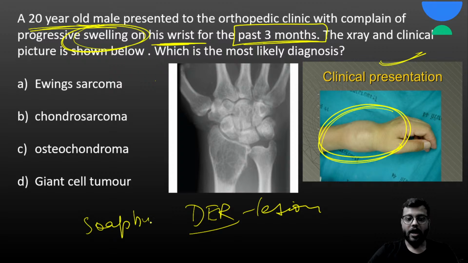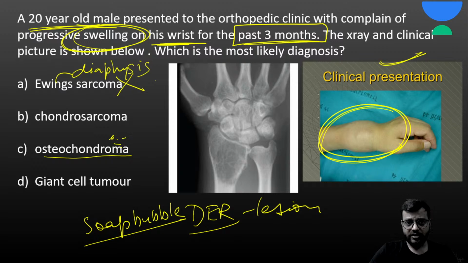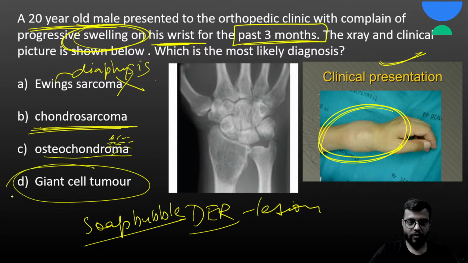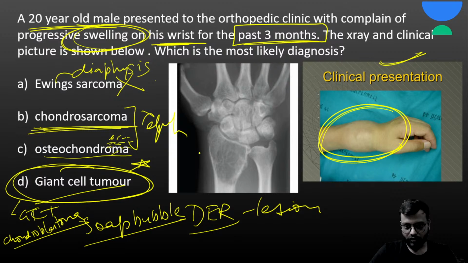Now it is not Ewing sarcoma, because Ewing sarcoma occurs in the pelvis, and even if it occurs elsewhere, it is at the diaphysis. Okay, so that is gone. Now chondrosarcoma, osteochondroma and giant cell tumor. In osteochondroma you will have calcified spicules, mainly in the leg bones, and in chondrosarcoma also the presentation will not be like this. It is a typical presentation of giant cell tumor, because these two are not epiphyseal. In the epiphysis there is GCT and chondroblastoma, which was not in the options. So GCT or osteoclastoma. The answer was GCT.